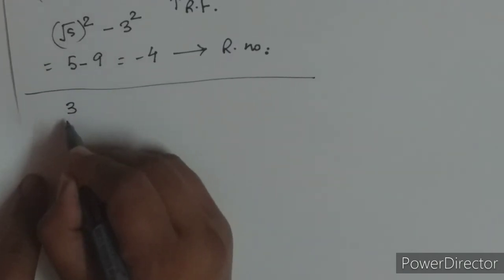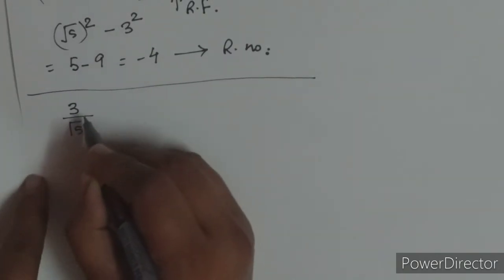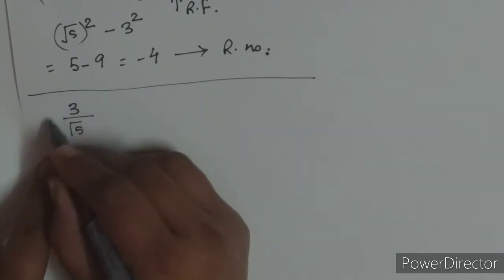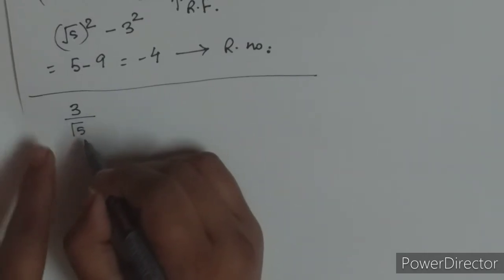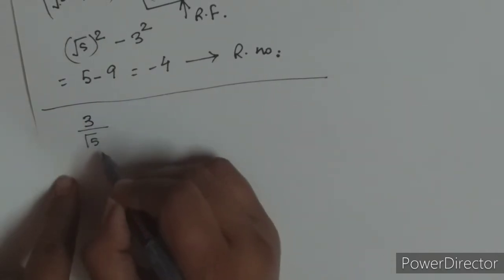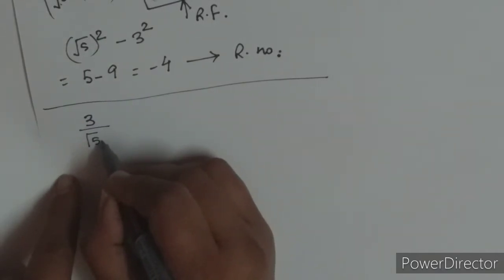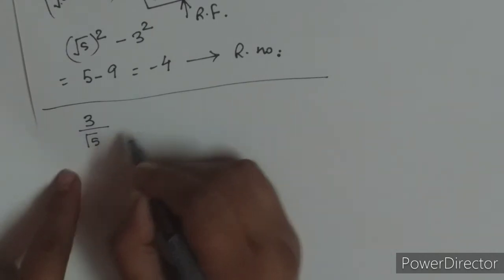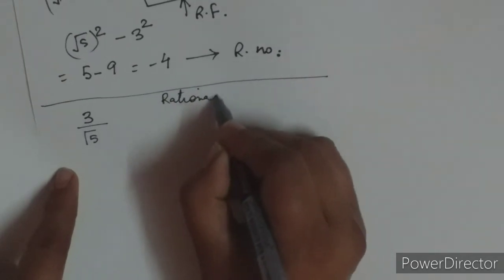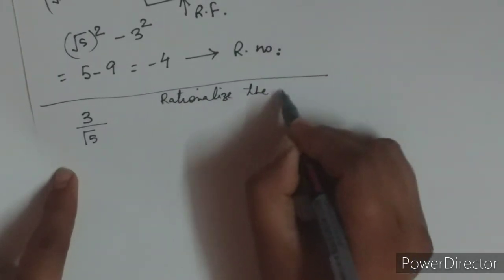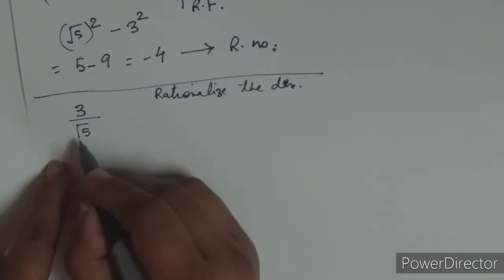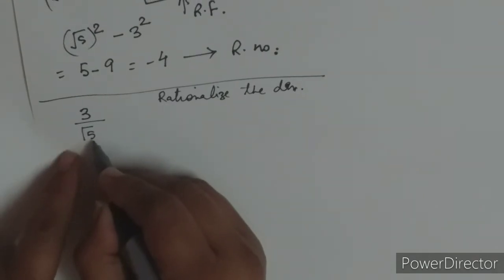Now I will elaborate this by taking one more example, a number which is in numerator upon denominator form. What will be the rationalizing factor of this number? I would also make it clear here that the square root of 5 is in the denominator, that is, the irrational part is in the denominator. So here we are going to rationalize the denominator. Why? Because the denominator contains the irrational part.